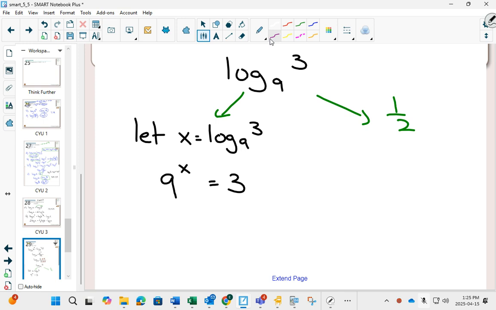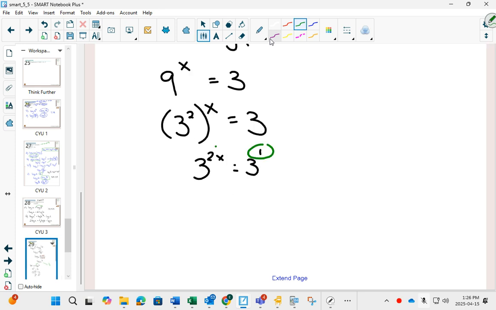Because this is something we did earlier. How do we solve these without a calculator? We need the bases the same. Are 9 and 3 on the same column of your powers chart? Absolutely. We can change 9 to 3 squared. And then we would get 3 to the 2x equals 3. Now there's no exponent written. Does it make sense that there would be like a little 1 there? So the 2x has to equal 1. And we get the half, the same as before.